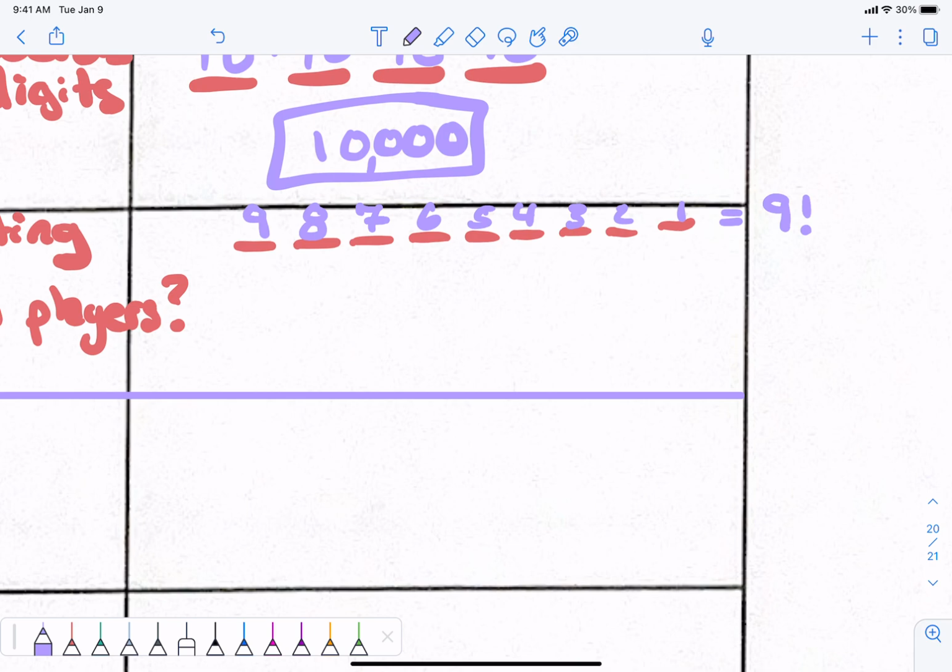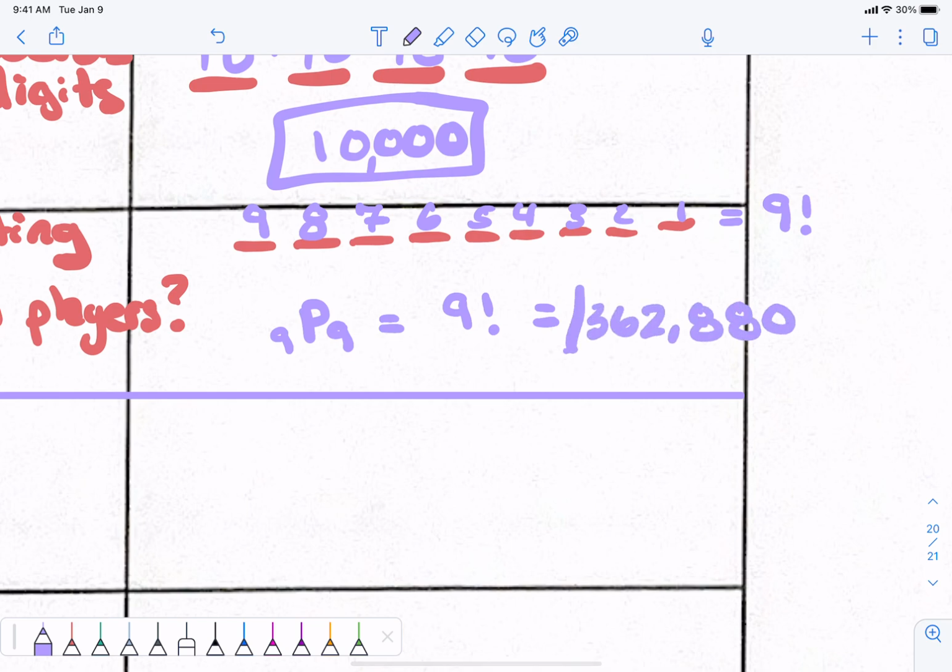If I do this as a permutation and type it in, it would be 9P9, right? You have 9 total and you're choosing all 9 of them. 9P9 is the same thing as 9 factorial. Those 2 things mean the same thing. You can do either 9P9 or 9 factorial, it doesn't matter. And what do you get? A big, huge number. 362,880. Perfect. That's how many different batting orders I could do with just 9 people. Lots and lots.